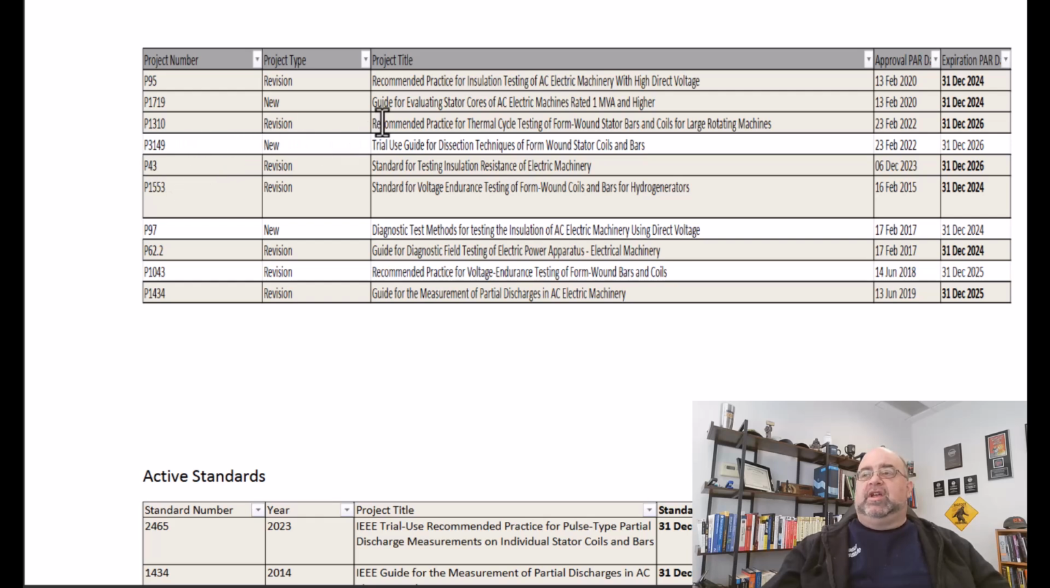P1310, which is a revision, is the recommended practice for thermal cycle testing of form wound stator bars and coils for large rotating machines. This was a fiery one because it goes into not just how to perform certain inspections and tests on coils, especially if you're specifying a generator or something like that. That's really what it's for. So in this you're going to see primarily your 6,000 volt and above generation, and that's what I mean by large rotating machines.